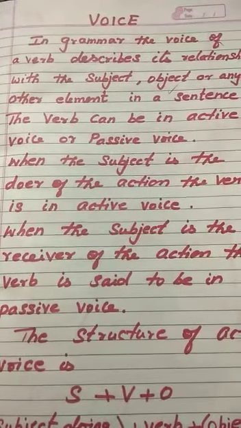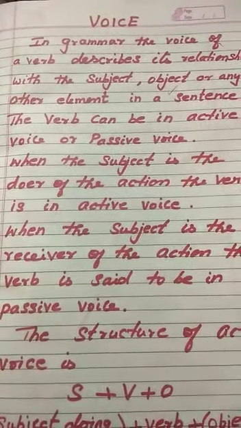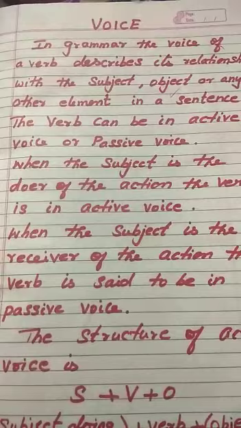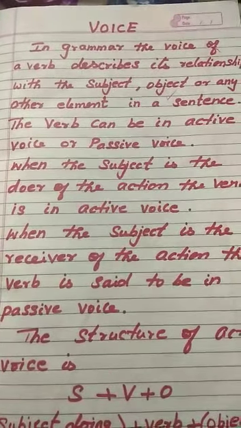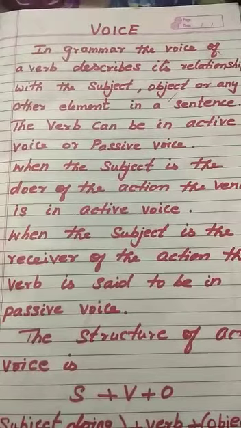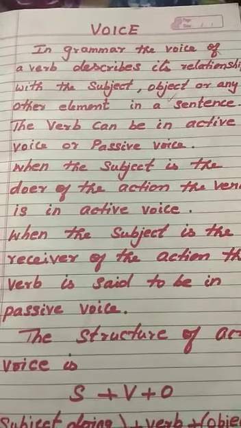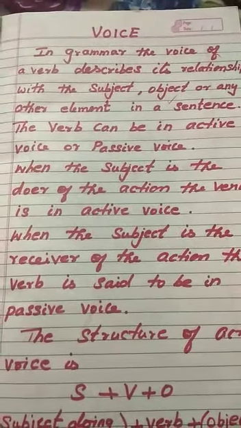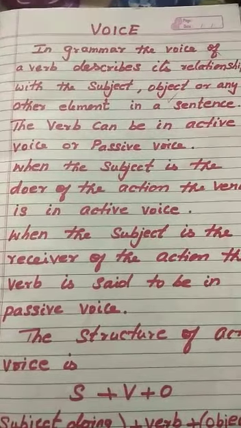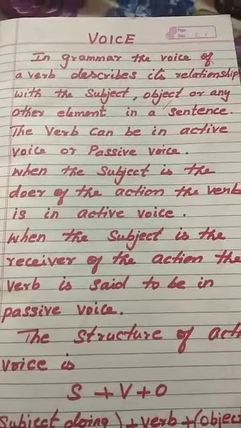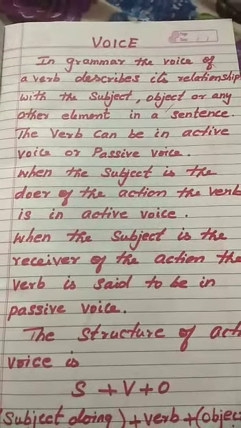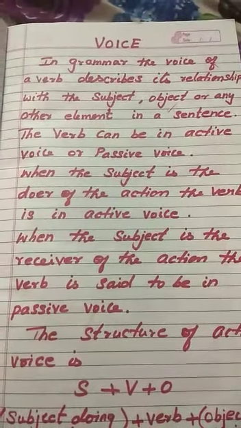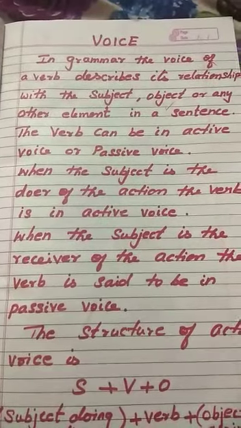Friends, today we are going to see the grammar chapter voice. In grammar, the voice of a verb describes its relationship with the subject, object, or any other element in the sentence. The verb can be in active voice or passive voice. When the subject is the doer of the action, the verb is in active voice. When the subject is the receiver of the action, the verb is said to be in passive voice.